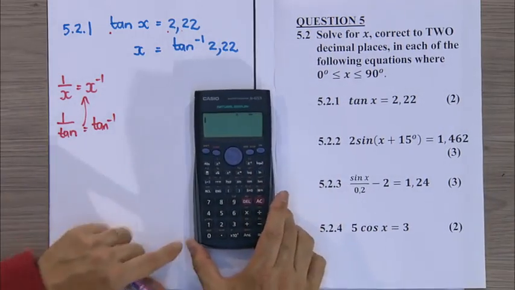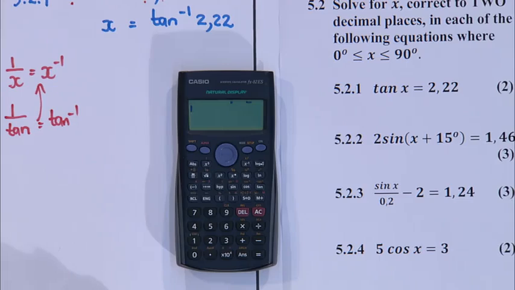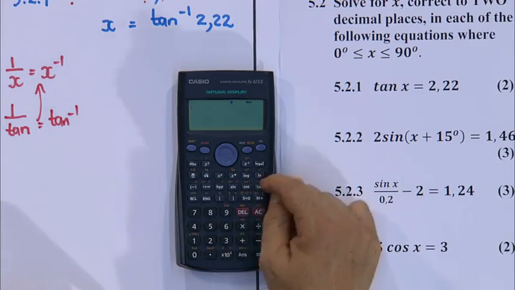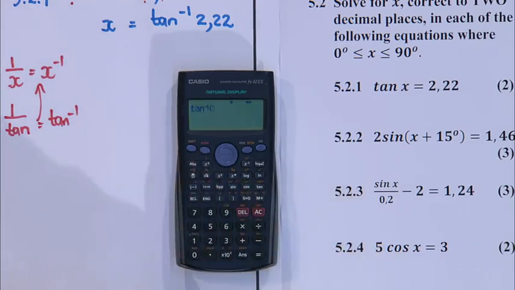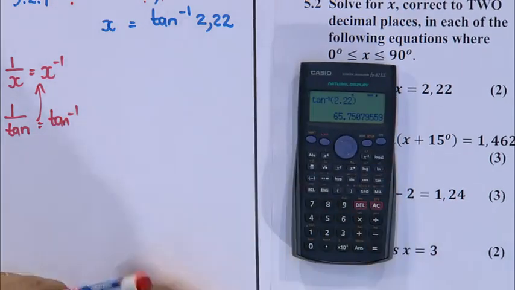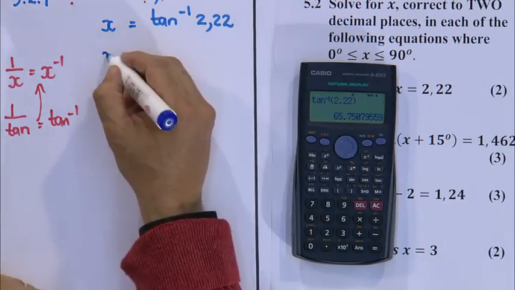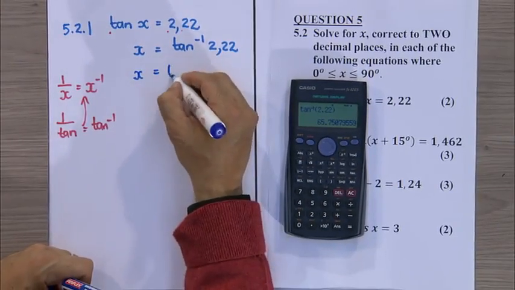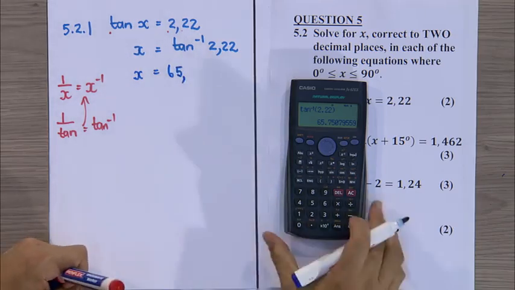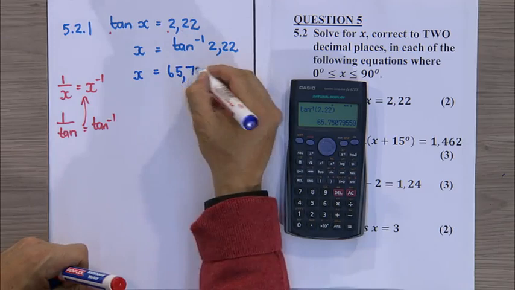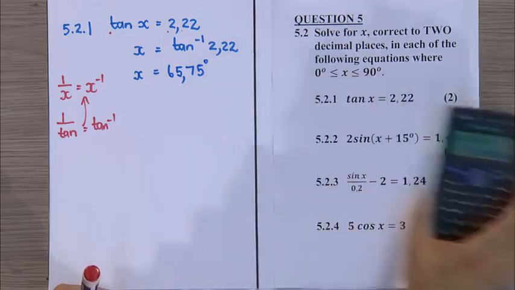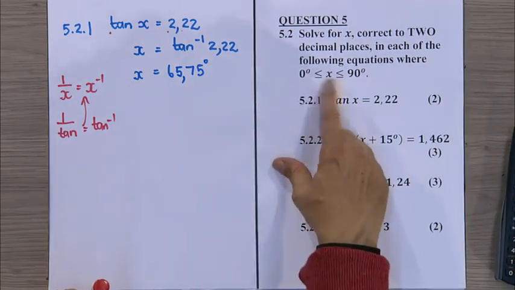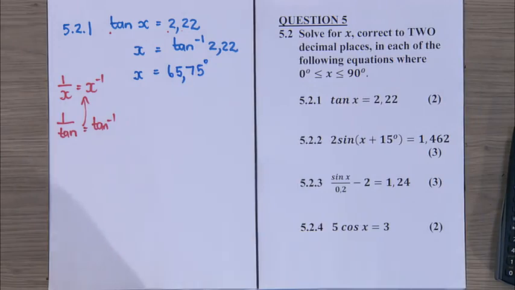Remember, how do we get tan to the power of minus 1? It's a second function, right? Tan to the power minus 1 is there in yellow. So if I want that, I'm going to say shift tan, and then we have 2.22, close the bracket. And my answer in that case is that x is therefore 7.5 degrees, to 2 decimal places. So you can see that the answer makes sense. It must be between 0 and 90, and that is how we know it is correct.